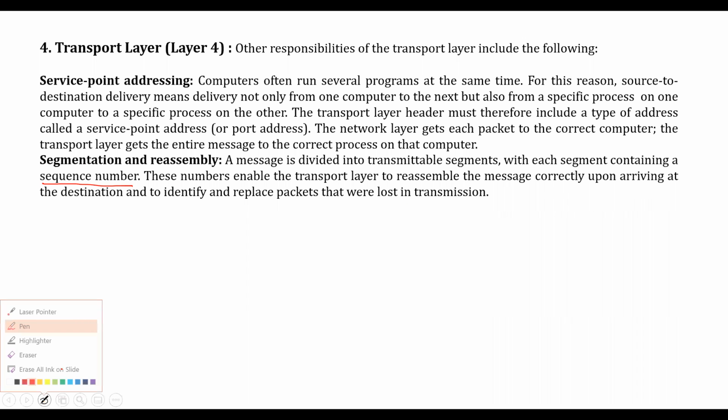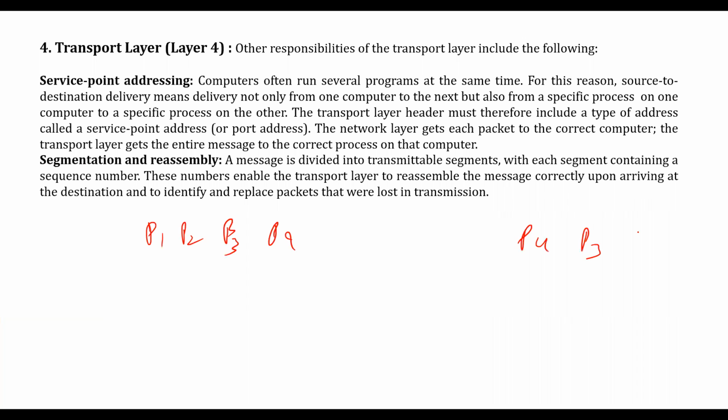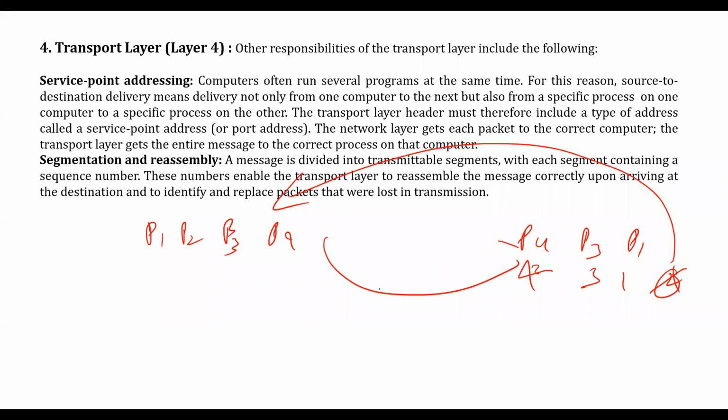For example, we are sending P1, P2, P3, and P4. The receiver side receives P4, P3, and P1 only. And the sequence numbers 4, 3, 1, so 2 is missing. Again, I request the sender, packet 2 is missing, please retransmit again. So it can retransmit only 2, not everything.